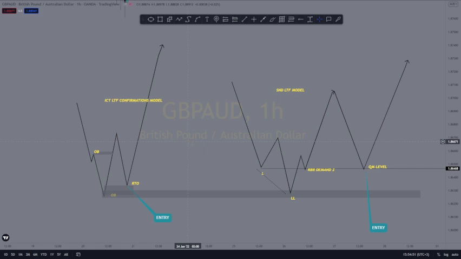I've told you guys I use the S&D model. Why? Because it has more confluences. You have to look at the zone that has more confluence, because that's the zone that will have a lot of confluences.